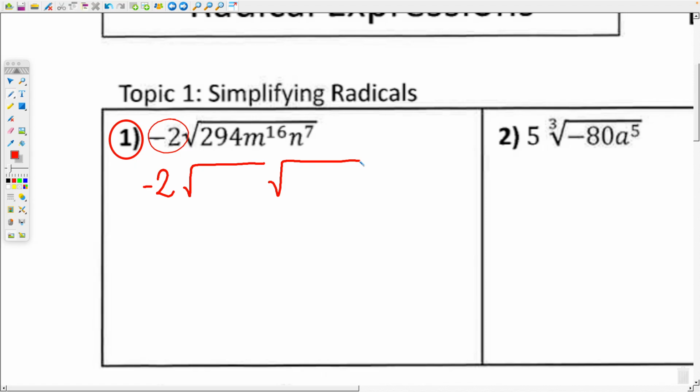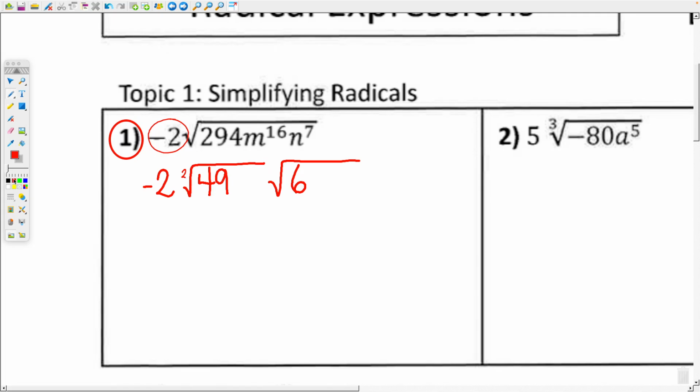294. 49. Say again. 49. Thank you. Give me a solid. 294 becomes 49 times 6. Do you understand where I got that from? I just split the number. Now for the letters, I need multiples of 2. Yes? Multiples of 2 because that's what the index is there.